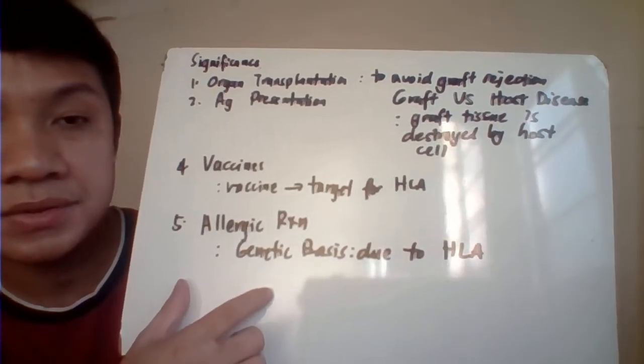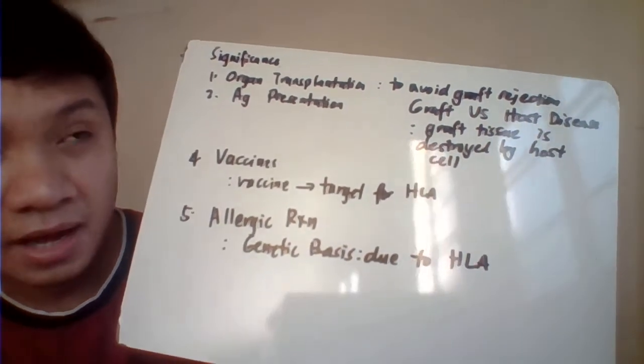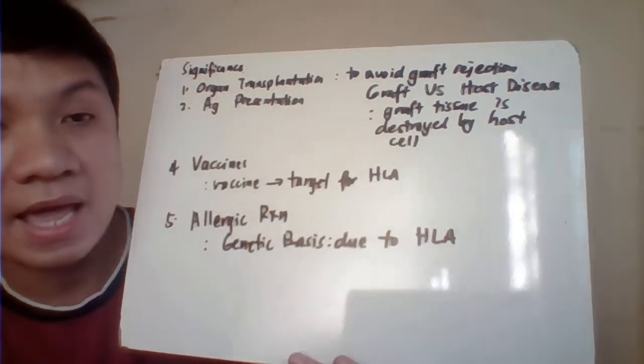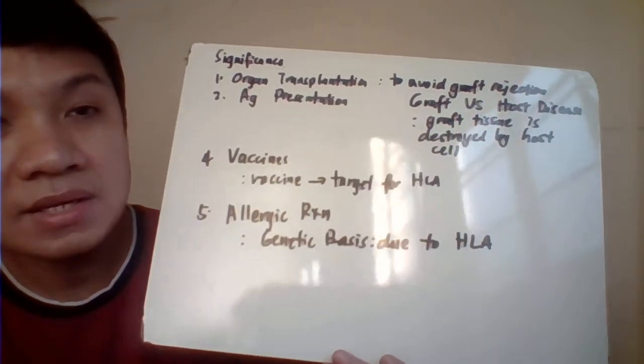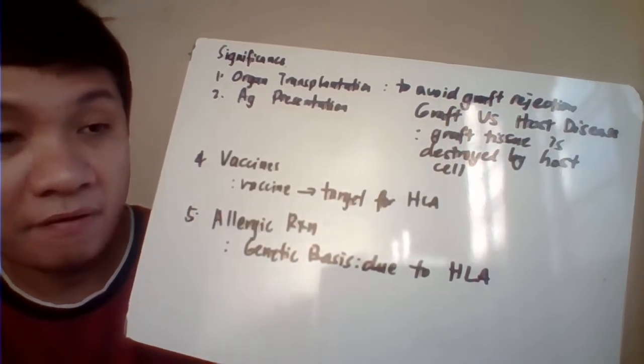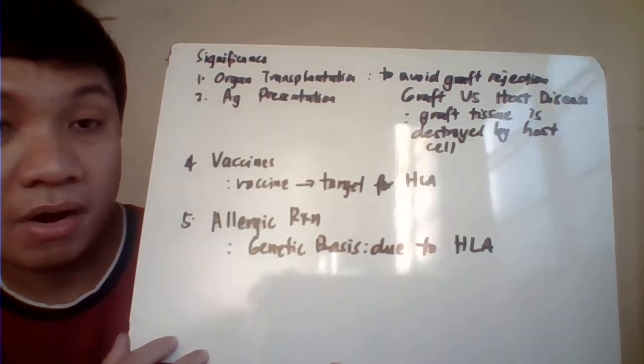Allergic reaction. Again, our HLA has a genetic basis, and our allergic reaction has a genetic basis because of your HLA. There are certain HLAs which we can inherit from our parents that can trigger you to develop your allergic reaction.